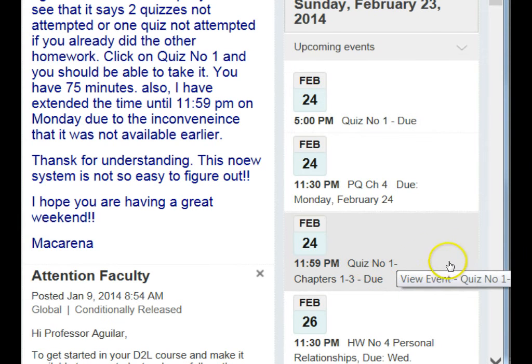The right one is this one here that also says quiz number 1, but I postponed the time until 11:59. So you have until tomorrow night, 11:59 p.m., to take the quiz. Remember that you only have 75 minutes to complete it. It should be more than enough time. So get yourself in a quiet place and take the quiz before tomorrow night.